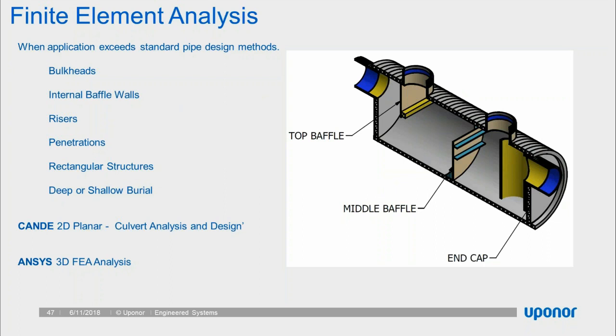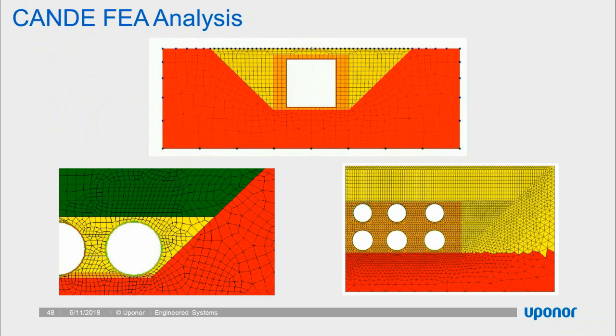Specifically here at Uponor, we run two types of FEA analysis. The first type is a 2D planar analysis called CANDE, which stands for Culvert Analysis and Design. That enables us to determine the loading of the structure more accurately based on the nonlinear elastic nature of soil. We also use a 3D FEA analysis for bulkheads, internal weirs, and other types of structures to determine the deflection and the reinforcement necessary in that particular element. And I'll show you both of these.